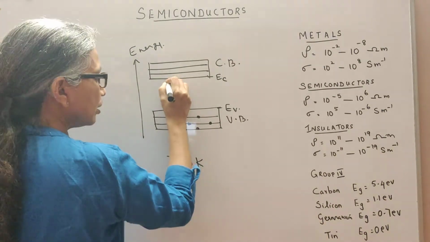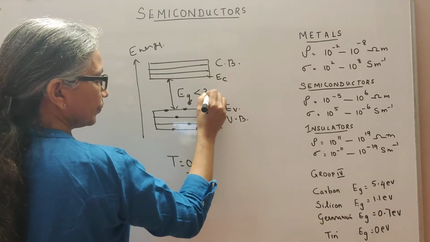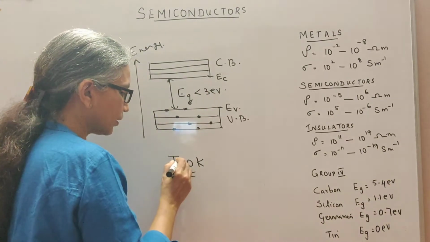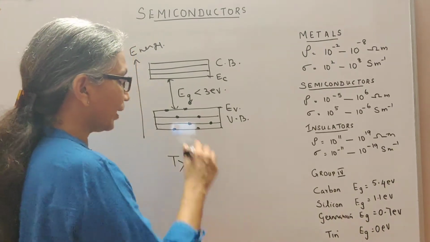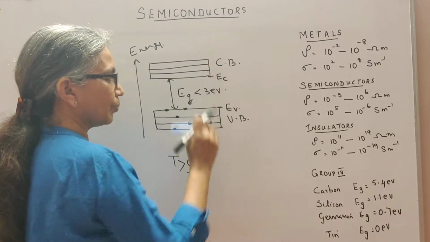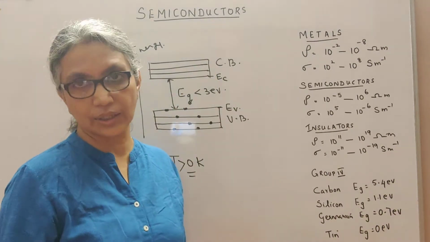But then the energy gap is less than 3 electron volt, which means if you simply increase the thermal energy, if you supply thermal energy, you can easily excite these electrons from the valence band into the conduction band, so that then you will have free electrons and they become good conductors.